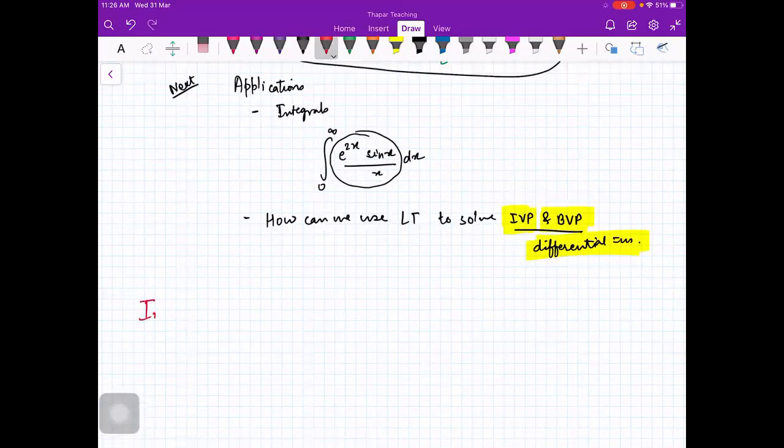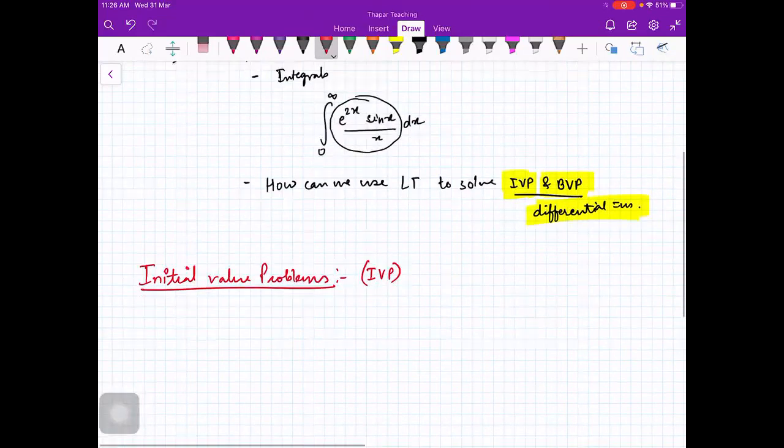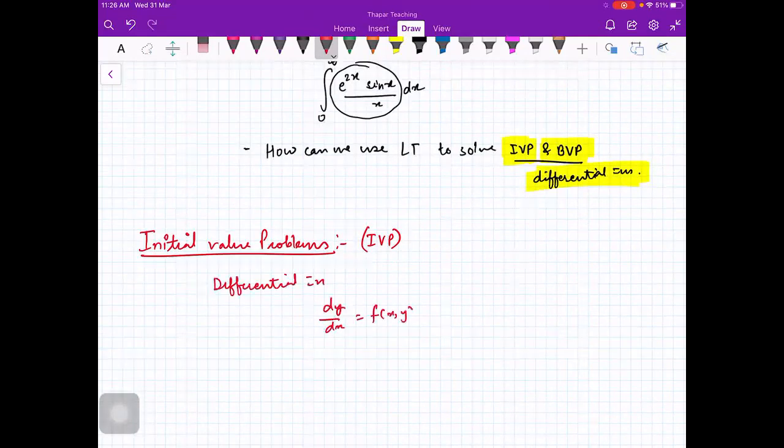So what are initial value problems? If you have a first order differential equation, its solution is going to be a family of functions. If you are looking for a particular member which satisfies an additional condition, then this is a differential equation along with an initial condition. This is called an initial value problem.